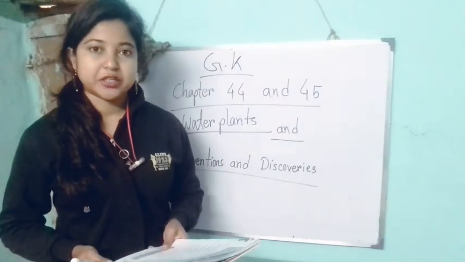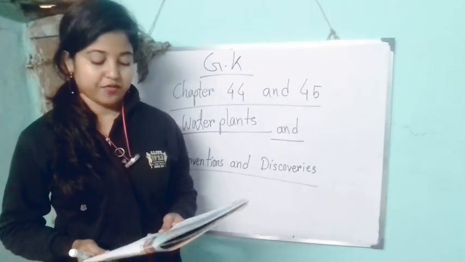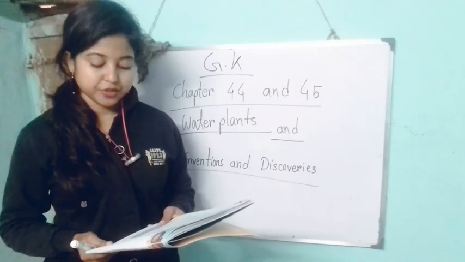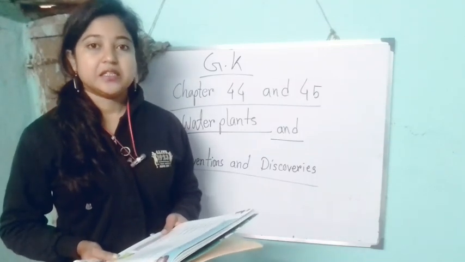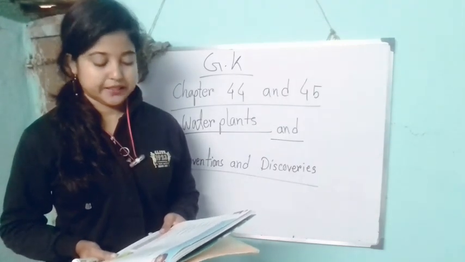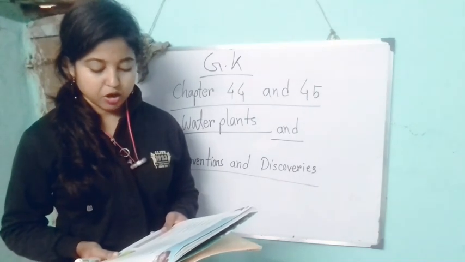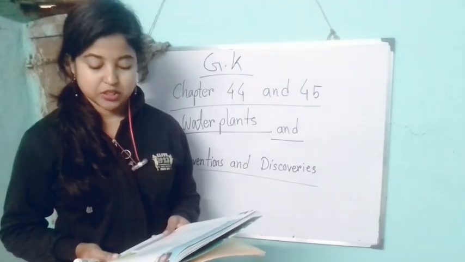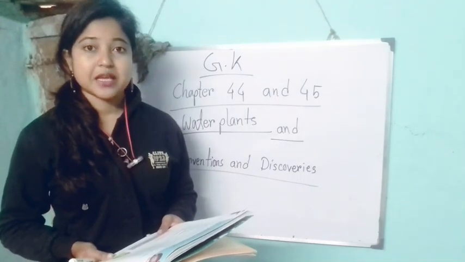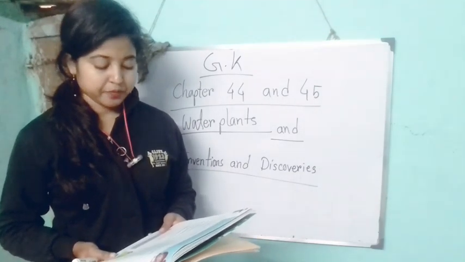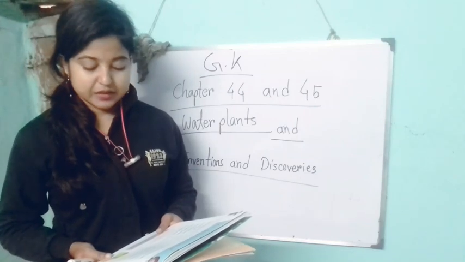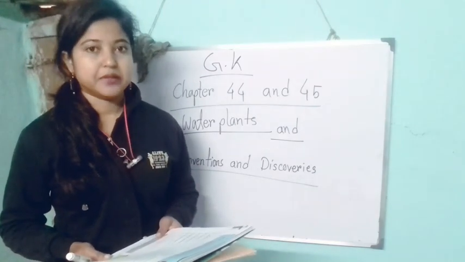Theory of evolution, it is discovered by Charles Darwin. Principles of geometry discovered by Euclid. Laws of planetary motion was discovered by Johannes Kepler. Number 5, theory of relativity was discovered by Albert Einstein.